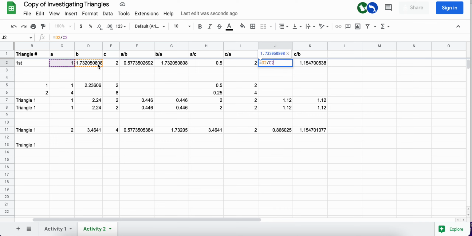Okay, so this is a mistake here. So this should have said D2 divided by E2. There we go, that's correct. And this one here is E2 divided by D2. Okay, so there it is. And that's it.